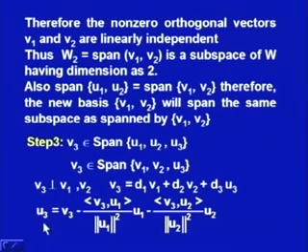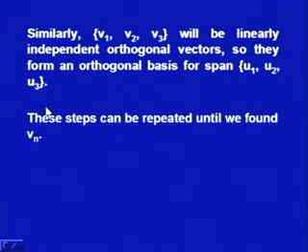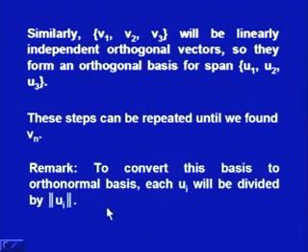concept, and this will give us v3 as u3 minus inner product of u3, v1 divided by v1 square multiplied by v1, minus inner product of u3, v2 divided by v2 square into v2. So, one can obtain this equation with the help of this equation. So, we got the third vector. Similarly, v1, v2, v3 will be linearly independent orthogonal vectors, so that they form an orthogonal basis for span of u1, u2, u3. Similarly, we can apply more steps till we get all vectors vn, and to convert this basis to an orthonormal basis, each vector vi will be divided by its norm.